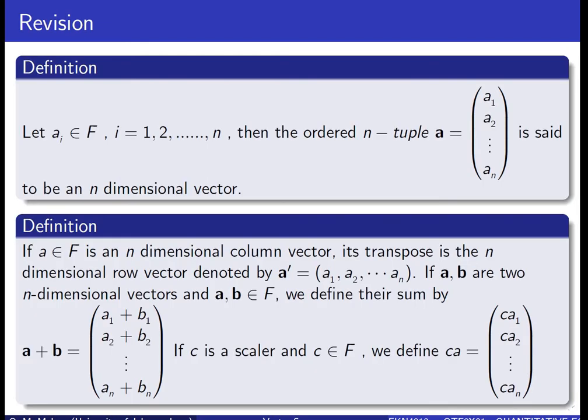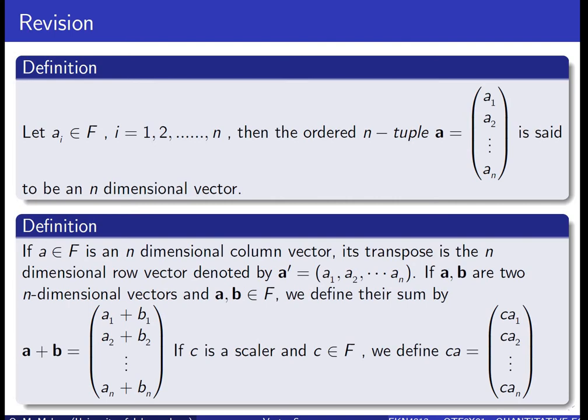Let a_i be an element of F, where i goes from 1 to n. Then the ordered n-tuple a is a column vector from a_1 all the way to a_n. Obviously, if you have two vectors, we call it a double. If you have three vectors, it's a triple. But if you go on to n-dimensional space, we just say it's an n-tuple, and such an n-tuple is an n-dimensional vector.